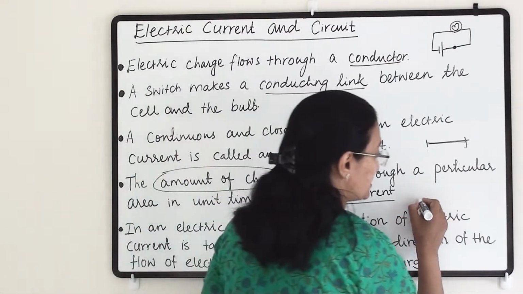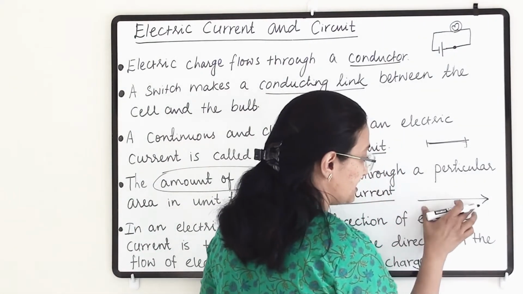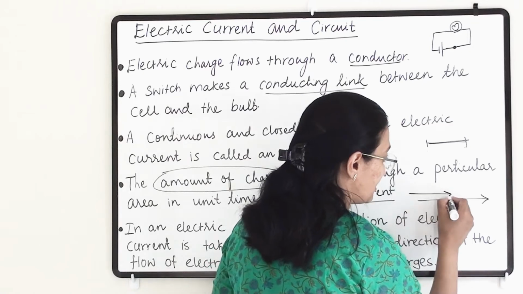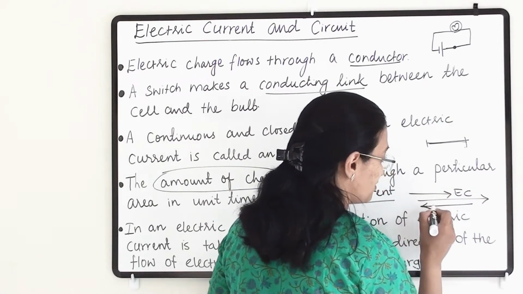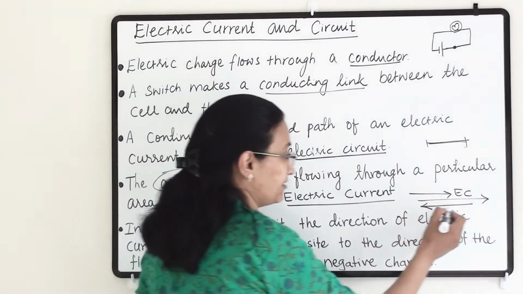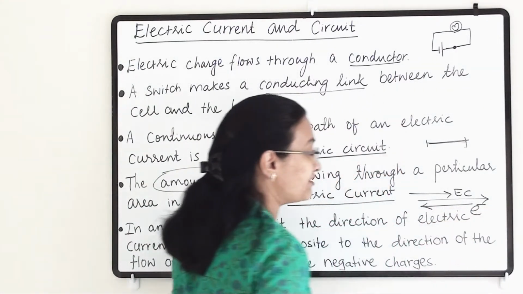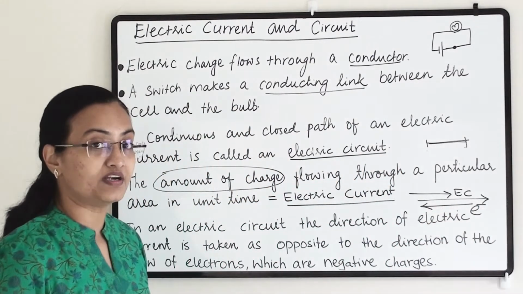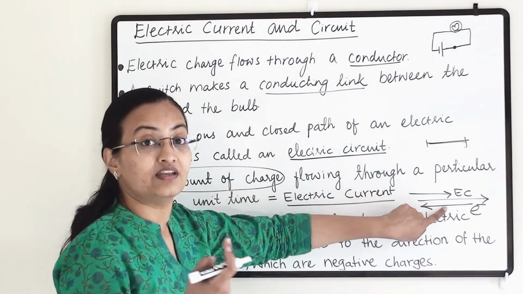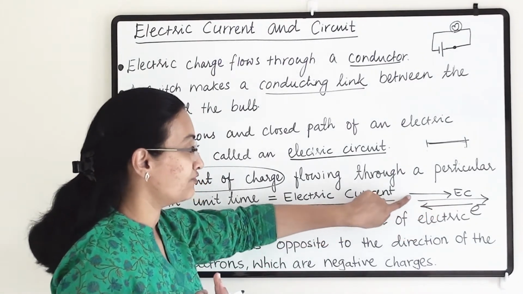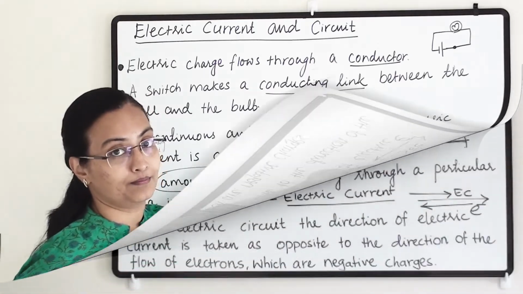So suppose, for example, this is a conductor. If the electric current is flowing in this direction, then the flow of electrons will be in the opposite direction. And electrons are negatively charged particles, that we know. So electrons are flowing in the opposite direction to this electric current.